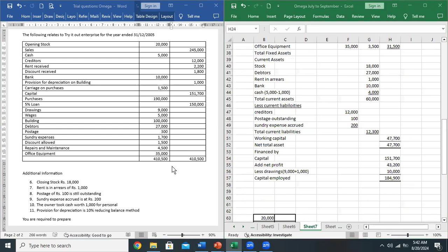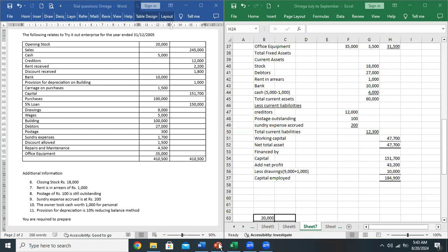So your main concern is in the balance sheet, if there is any interest on loan that has not been paid, that is what you put under your current liability. Okay, because interest on loan is an expense, and if you haven't paid for it, it's a liability to you. So for the interest on loan, this is how you treat it.